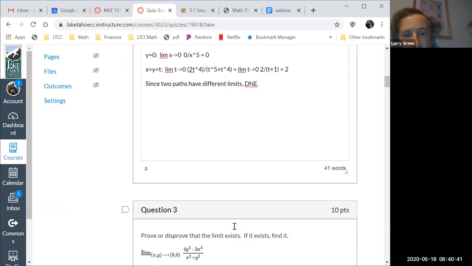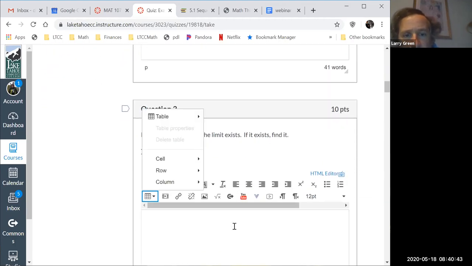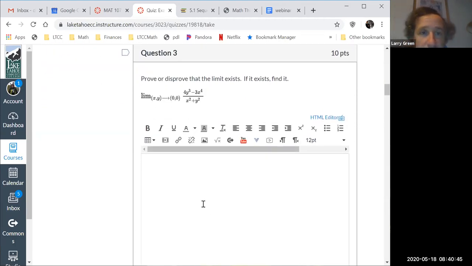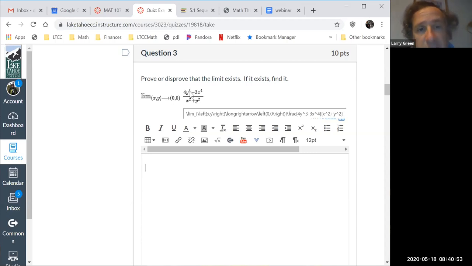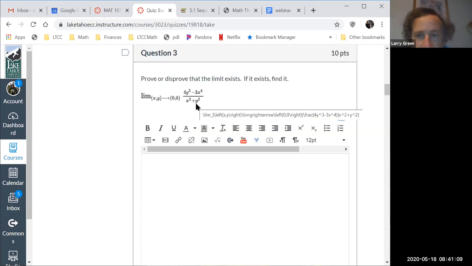Okay, let's move on to number 3. Again, prove or disprove the limit exists. If it exists, find it. By the way, if you plug in 0 over 0, you get 0 over 0, so that doesn't work. If you plug in x equals 0, then you get 4y cubed over y squared, or 4y, that goes to 0.